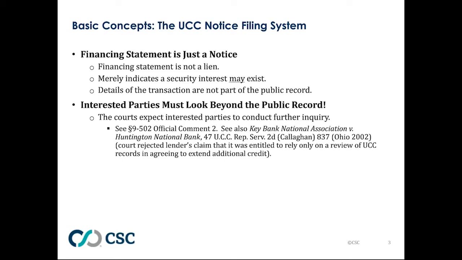But the court rightfully recognized that Article 9 doesn't have special collateral rules for purchase money security interests. In fact, identifying pieces of equipment by the word equipment is sufficient under Article 9, and that it is expected by the code, the courts, and commentators that interested parties will conduct further inquiry to learn the specifics of the transaction. So this is something where the courts are on board. They do expect interested parties to look beyond the public record.